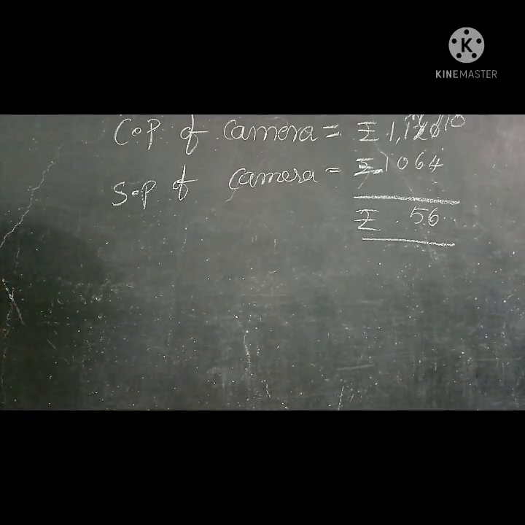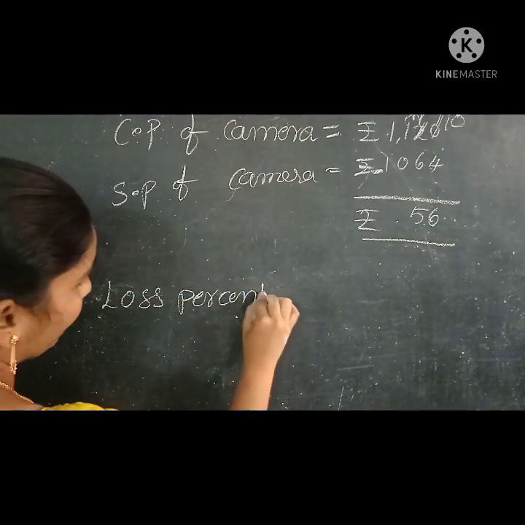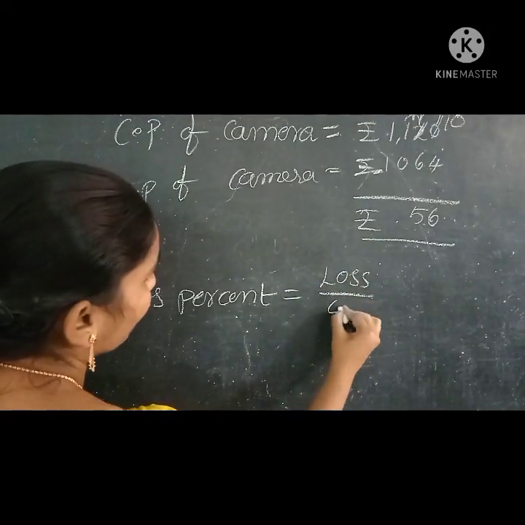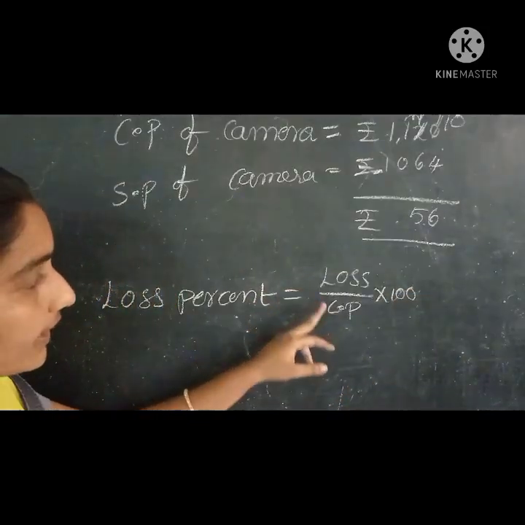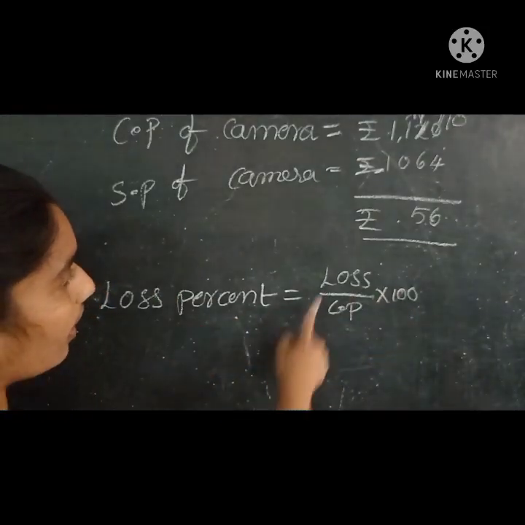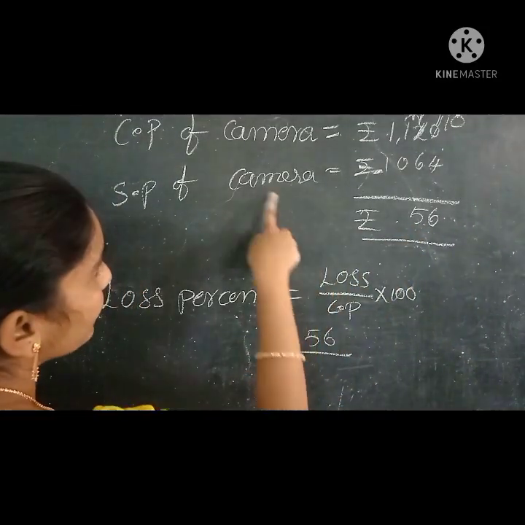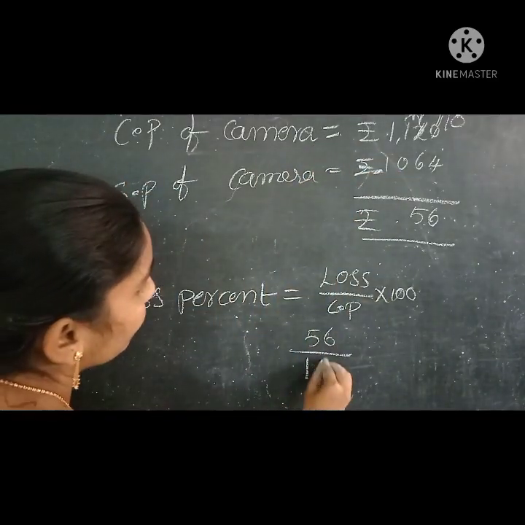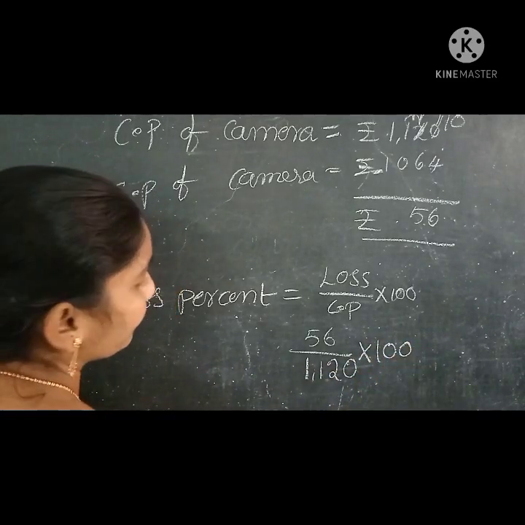So what is the formula for loss percent? Loss percent is equal to loss by cost price into 100. How much rupees of loss? 56 rupees. By how much rupees of cost price? Cost price of camera is equal to 1120 rupees into 100. Okay na?